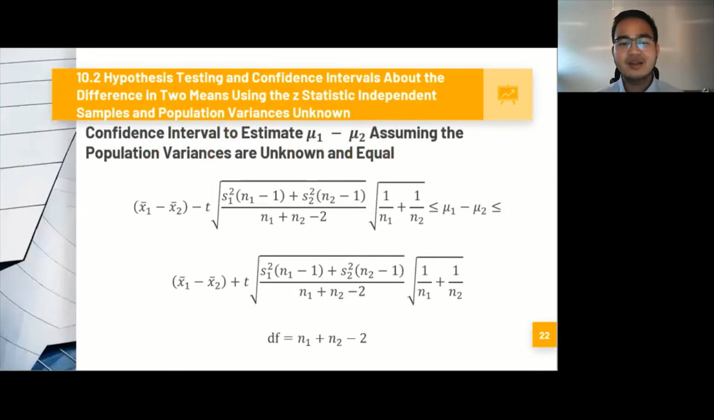We'll then go on to the next subtopic, the confidence interval to estimate the difference between the population means, assuming the population variances are unknown and equal. The formula is currently presented and it seems more complicated than the two previous ones. But the same approach: we just need to identify the value of each of the statistical signs and then substitute it in this formula to arrive at the answer.